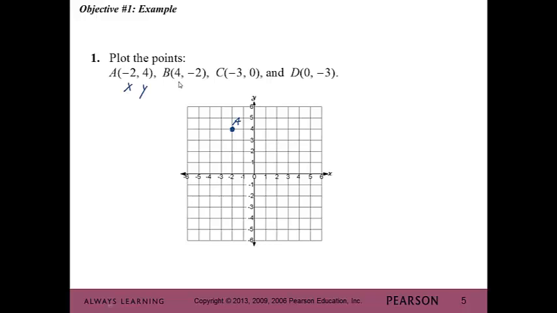And then for B, we have 4, negative 2. So starting at the origin, we're going to go 4 to the right and then 2 down. And that is the point B. And then we're plotting C, negative 3, 0. Well, now x is negative 3, so 3 to the left. And y is 0, which means do not go up and do not go down. Stay exactly where you're at. And then D is 0, negative 3. So this time the x is 0, so we still are here at the origin. And then negative 3 is y, so we go down 3.